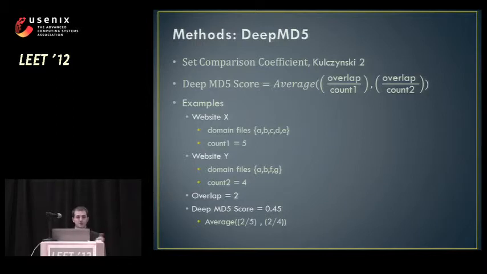Between these two, we have A and B that match, so both A and B have the exact same hash in those two file sets. So we've got a count 1 of 5, count 2 of 4, an overlap of 2. When we look at 2/5 and average that with 1/2, we get a score of 0.45. So in this case, we would not generate a connection between those two phishing websites using that 0.8 threshold.